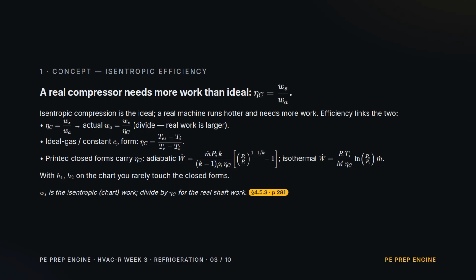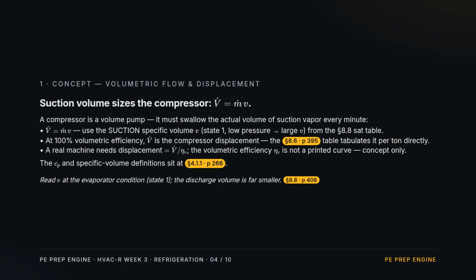Concept 2. Isentropic efficiency. The ideal compression follows a line of constant entropy. A real machine runs hotter and takes more work. Efficiency is the isentropic work over the actual work. So the actual work is the ideal work divided by the efficiency. You divide, so a lower efficiency means more work, never less. For an ideal gas, the same ratio becomes the temperature form. The handbook also prints closed-form adiabatic and isothermal power, both carrying the efficiency, but with the enthalpies on the chart, you rarely need them.